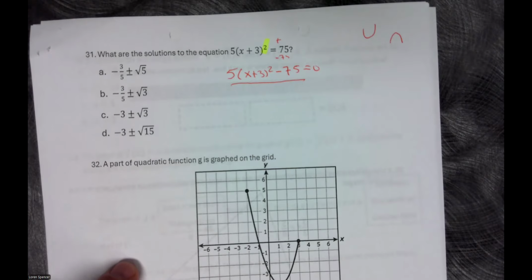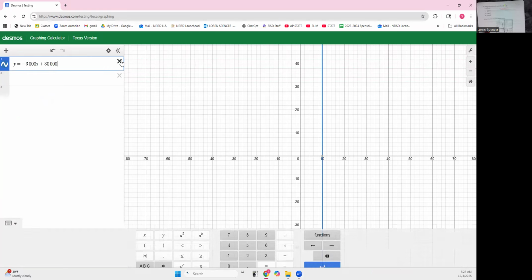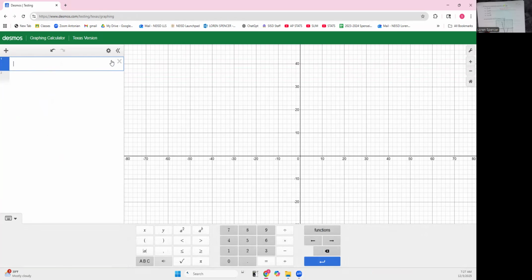So my share screen. And we'll get rid of this. And we're going to put in 5 parentheses x plus 3, close parentheses, square it. Well, that should be a plus 3, not an equals. Plus 3 equals 75. Or minus 75. Not equals, minus 75.